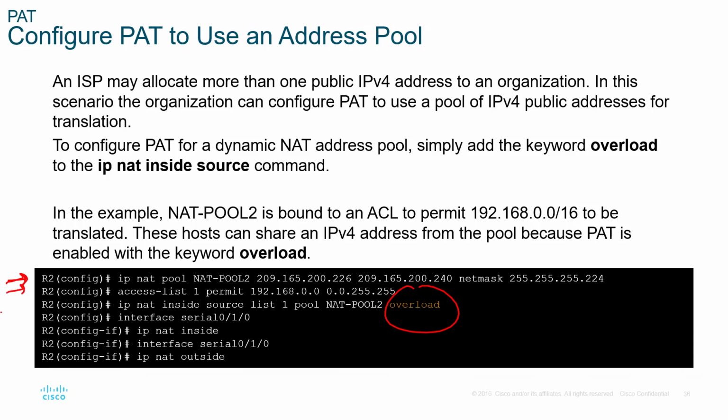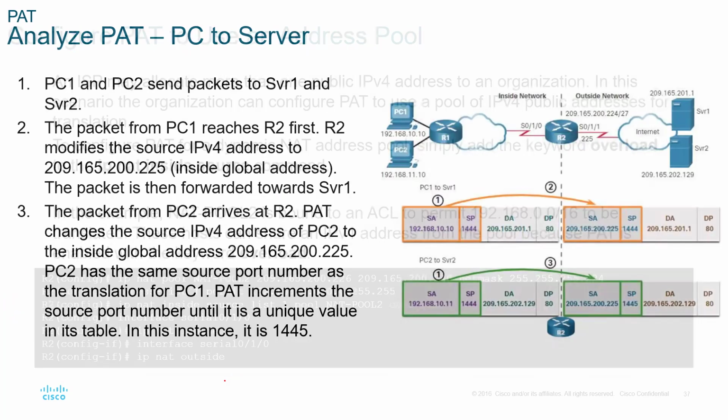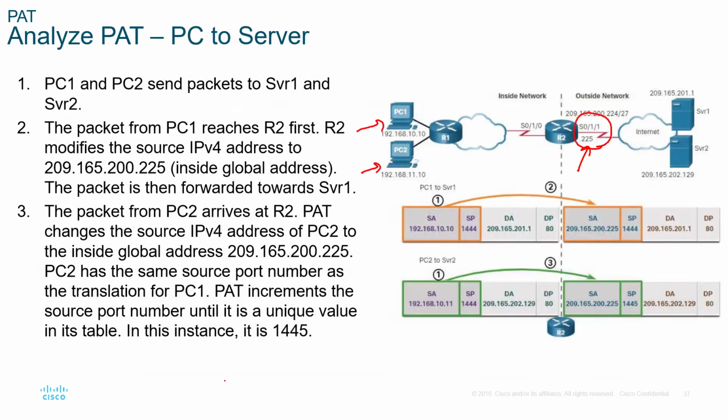Number 2, define the traffic that needs to be translated. Number 3, this is the binding part. Bind your ACL to your pool. With the previous command, we bound our ACL with the interface instead of the pool. Then these ones, the common commands, define your interfaces, your inside and your outside.